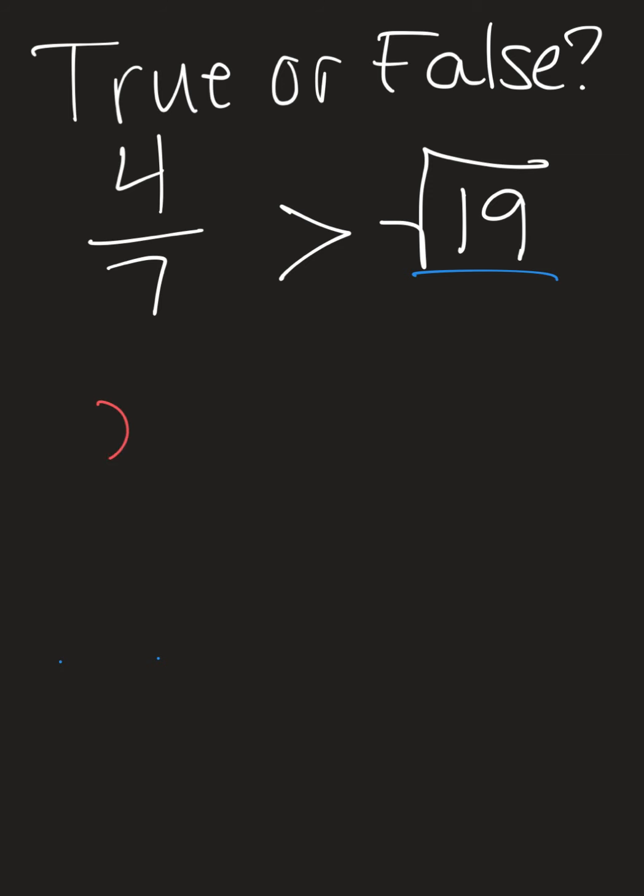4/7. Remember, when we turn a fraction into a decimal, a fraction bar is the same thing as division. So I'm going to just divide. We always put the top, the numerator, inside, and the denominator goes outside. Now 7 is bigger than 4, so this should be a number that ends up being smaller than 1.